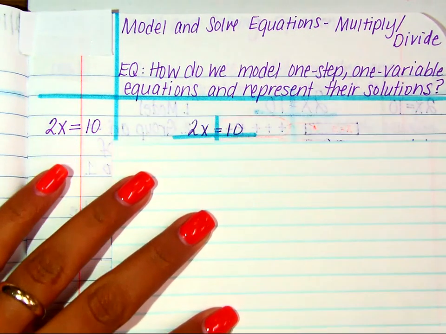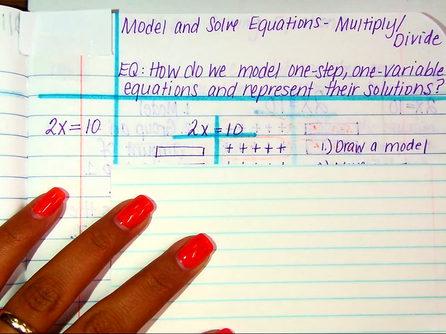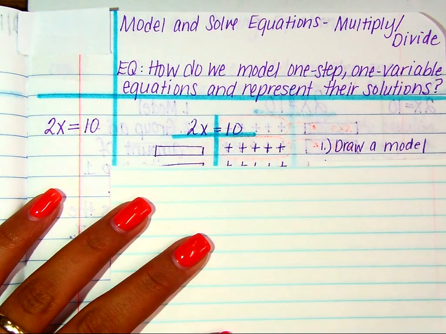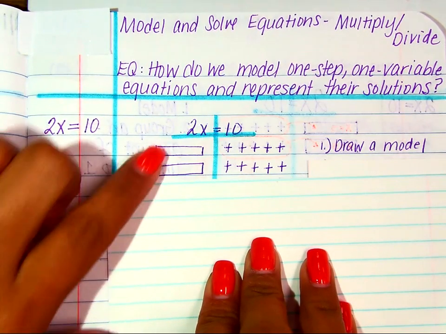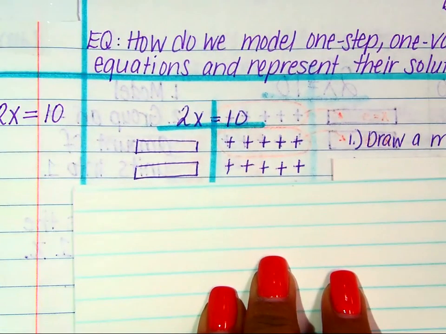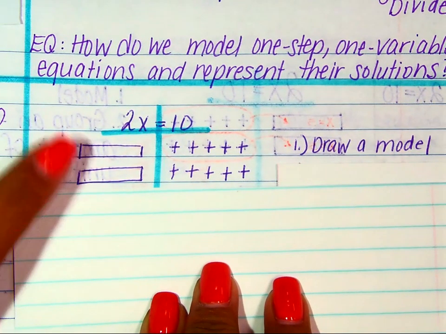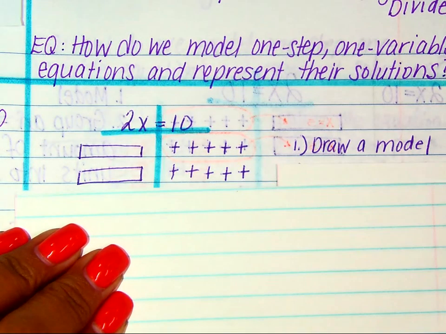So I'm going to show you here. I have my first step listed over here, which just says to draw a model. And then our model will look like this. Notice that I have the equation written and I have it split into two sides. Let me zoom in a little bit. And then we have two bars that are the x's, and then we have 10 positive units.